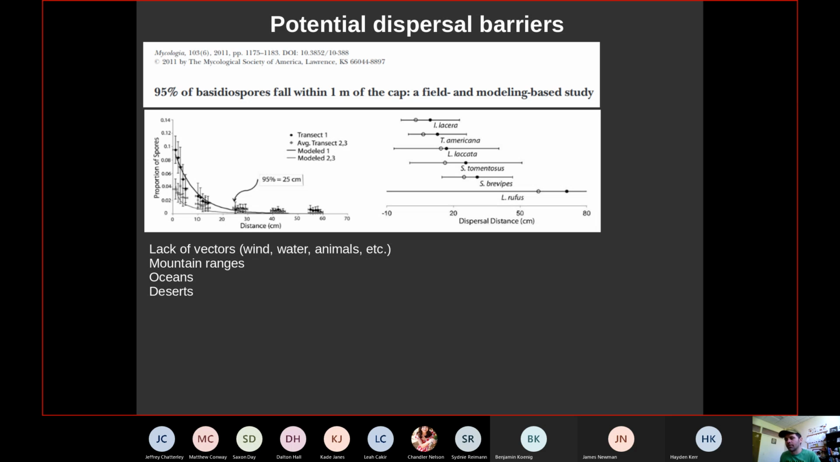So here are some potential dispersal barriers for fungi. Just a lack of vectors. If wind can't do it, if water can't do it, if the animals aren't there, then mountain ranges, oceans, deserts. And this interesting study from 2011: 95% of basidiospores fall within 1 meter of the cap. They actually went to mushrooms and put out a bunch of slides on the ground in a little cross transect, at different distances from it, and then put Vaseline on the slides so it would trap any spores that landed. They did this with a bunch of different mushroom species and quantified the number of spores of that species across distance. And what they found was 95% of all the spores essentially are just dumped right next to the mushroom.